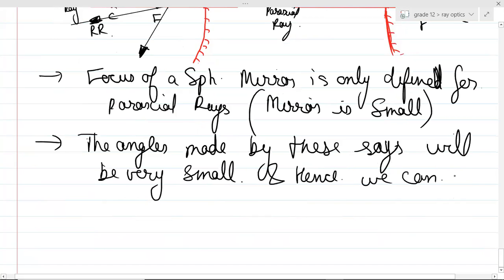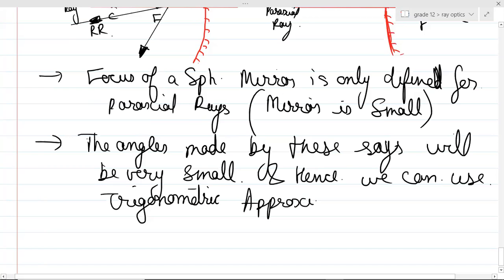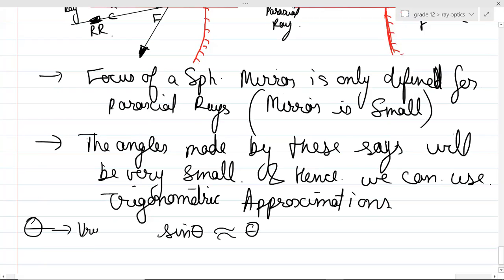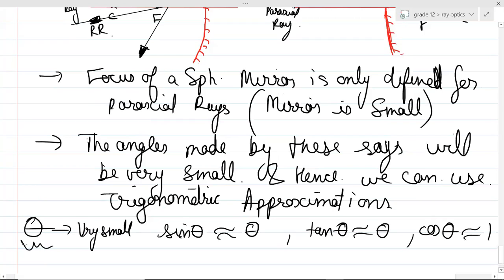And hence we can use, what do we use when the angles are small? Sine theta equal to theta. Trigonometric approximations. That was an example. If theta is very small, theta tends to 0, then sine theta is approximated to theta. Tan theta is also approximated to theta. And please remember, only in this case can you equate sine theta and tan theta together. And cos theta is approximately equal to 1.